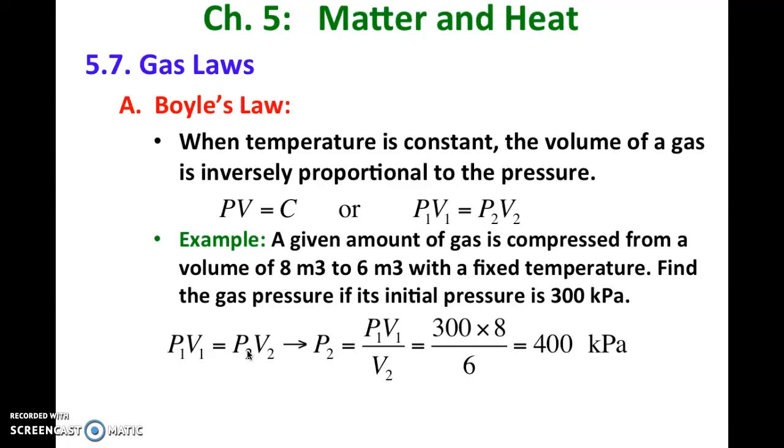For example, find the final pressure when a gas with an initial pressure of 300 kPa is compressed from 8 cubic meters to 6 cubic meters without varying its temperature. From Boyle's law, we have P1 V1 equal P2 V2, which gives the final pressure P2 equal to P1 times V1 divided by V2, equal to 300 times 8 divided by 6. Then the final pressure of the gas is obtained as 400 kPa.